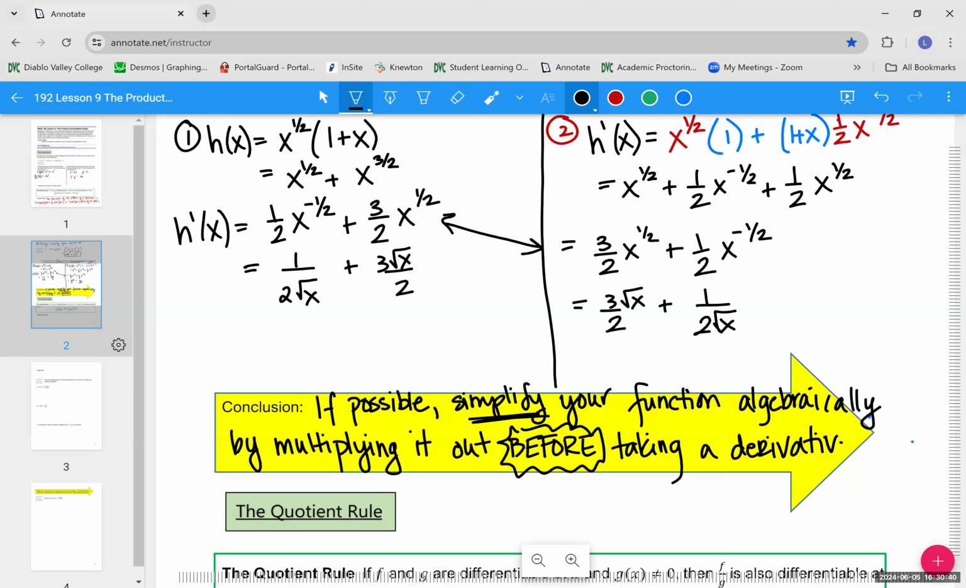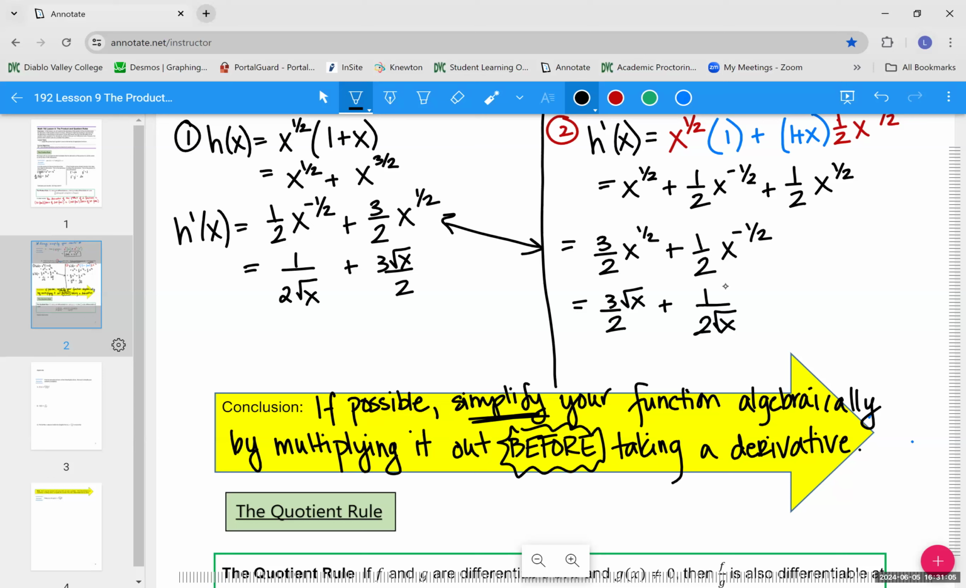You will see in the worksheet for this lesson, there are a number of problems where I ask you, can you simplify this? And then if you can, do it. And then it asks you, do you still need the product rule or do you still need the quotient rule? Because the same thing goes for the quotient rule. And if you simplify it, you multiply it out, you may not need the product rule anymore.